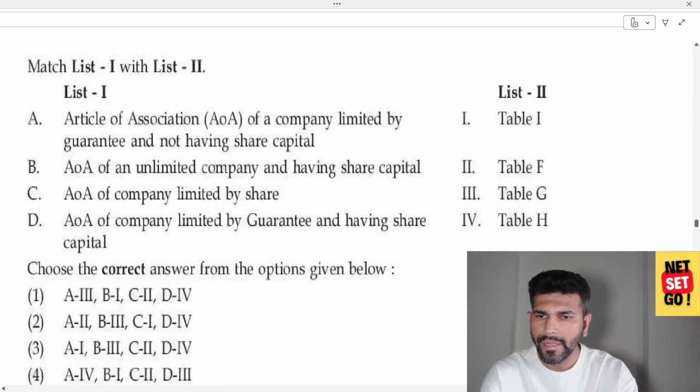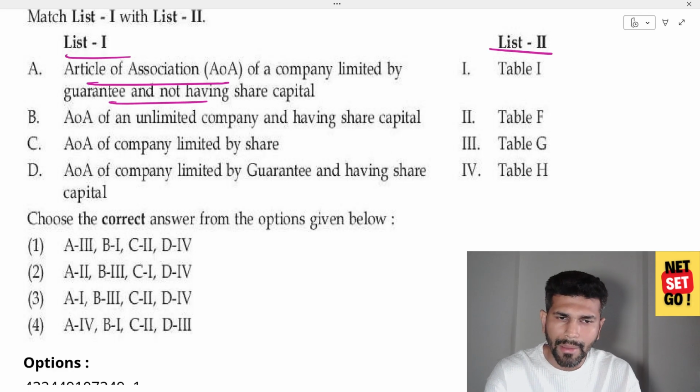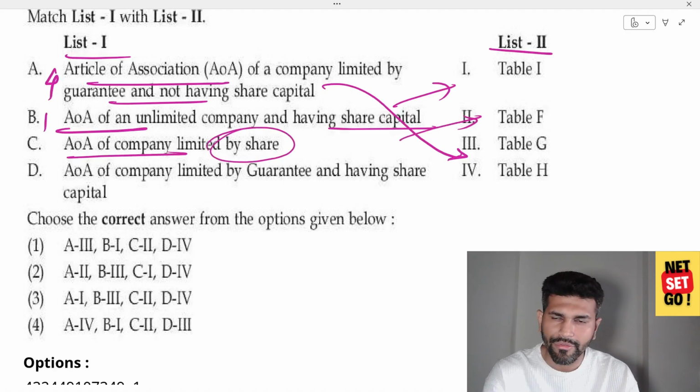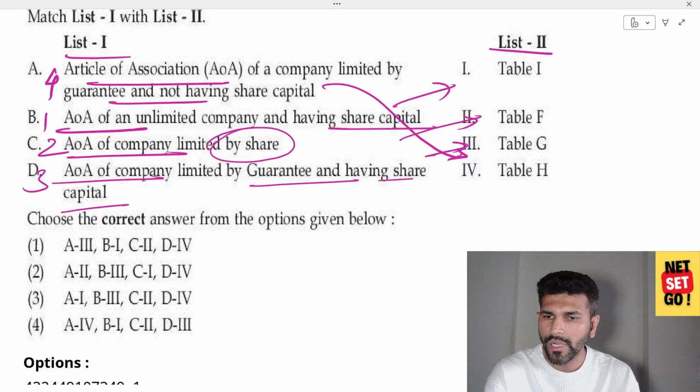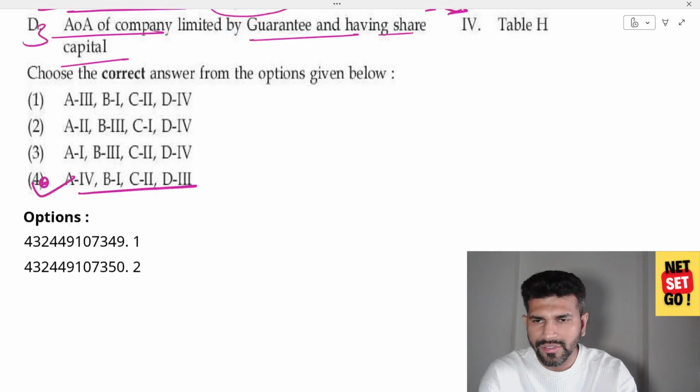Next, question number 38. List 1 and 2. AOI of company limited by guarantee and not having share capital: Table H. AOI of an unlimited company and having share capital: as per Table I. AOI of company limited by share: Table F. AOI of company limited by guarantee and having share capital: G. So 4, 1, 2, 3 is correct sequence. Option 4 is correct answer.